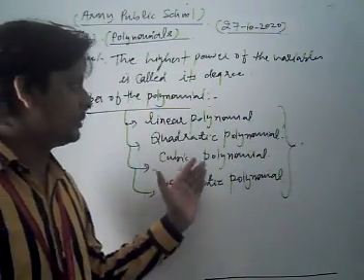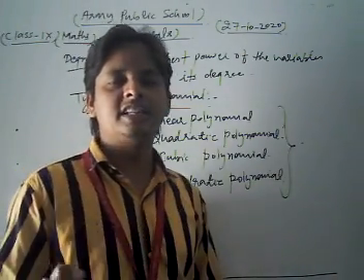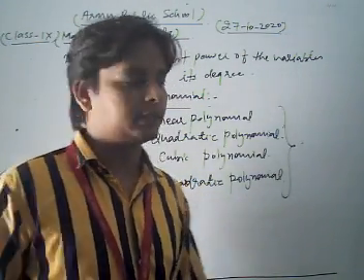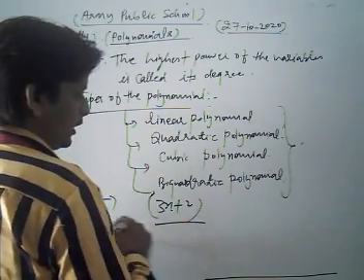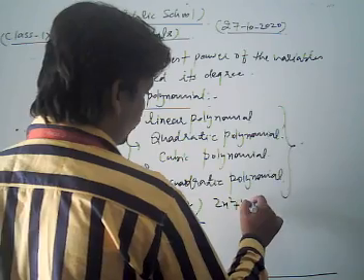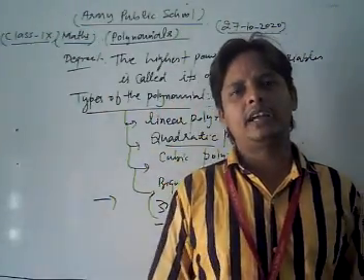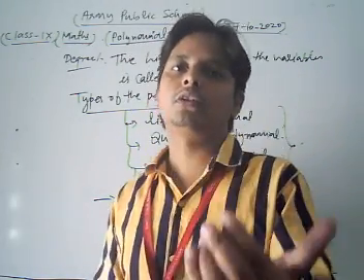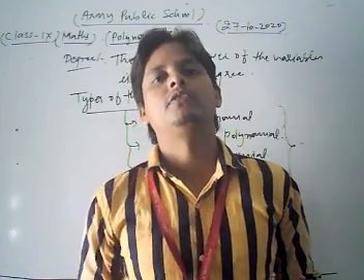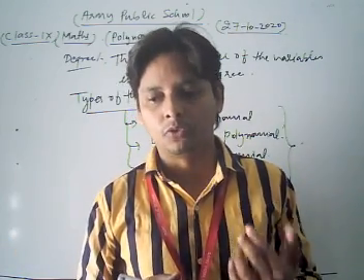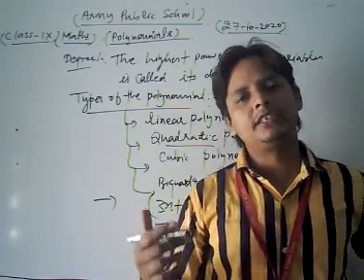Now we take some examples based on linear, quadratic, cubic and biquadratic polynomials. Suppose we write 3x plus 2, this is an example of a linear polynomial. If we write 2x square plus 4x minus 5, this is an example of a quadratic polynomial. In a cubic polynomial, the highest power of the variable is 3, and in a biquadratic polynomial, the highest power of the variable is 4. So these are some important concepts of polynomials which we already discussed in previous classes.